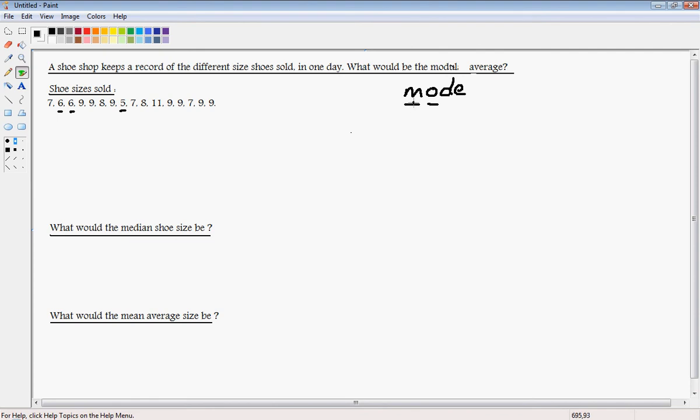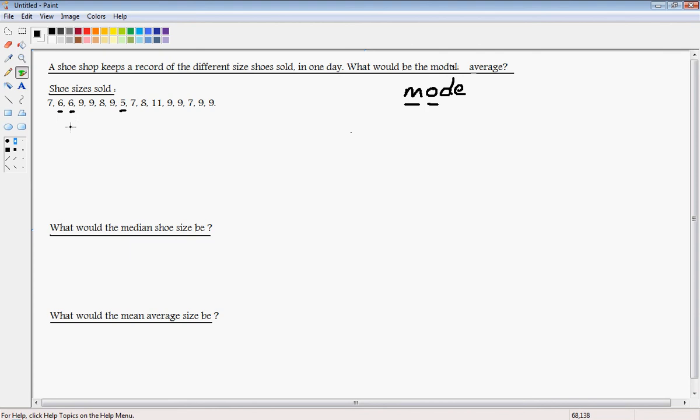And I remember mode as MO, most often. So the number that comes up most often. Okay. So out of habit, I tend to rewrite the numbers so that I can see which is the most often occurring number, because sometimes if you've got say 50 numbers, it's not always easy to see.